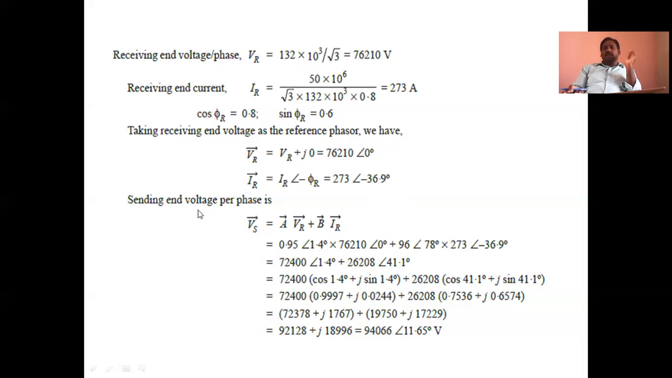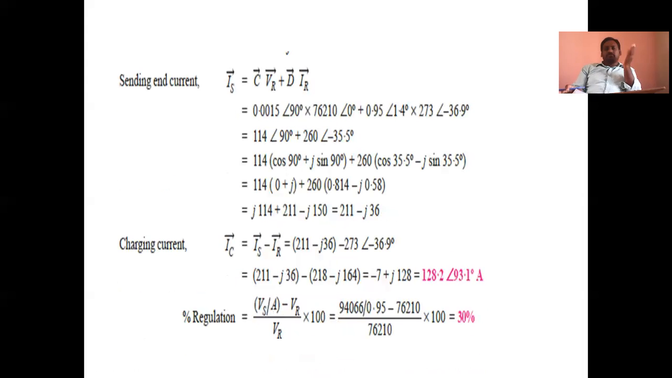Anyway, finally the sending end voltage per phase, Vs bar, is equal to A into VR bar plus B into IR bar, in terms of ABCD constants. The A value is given, the B value is given, and VR and IR are also there. So substituting here, finally Vs bar is equal to this in complex form, and in polar form 94,066 at an angle 11.65 degrees. This is the phase value, but we require the line value to calculate efficiency, and before that we are calculating regulation.